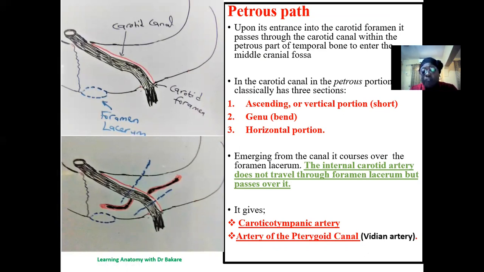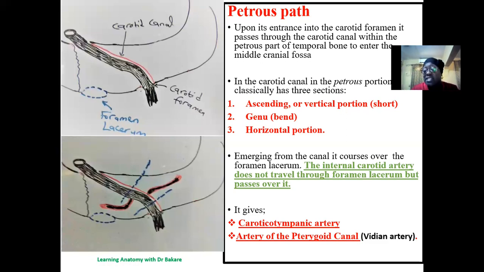So it gives off the caroticotympanic artery and also the artery to the pterygoid canal, which may also be referred to as the Vidian artery. The caroticotympanic artery also further divides. It gives branches to the tympanic cavity. And we also have the Vidian artery, giving branches to supply the upper pharynx and also giving smaller branches to supply the tympanic cavity. So it's able to give just two branches within this petrous region before it finally enters into the cranial cavity.